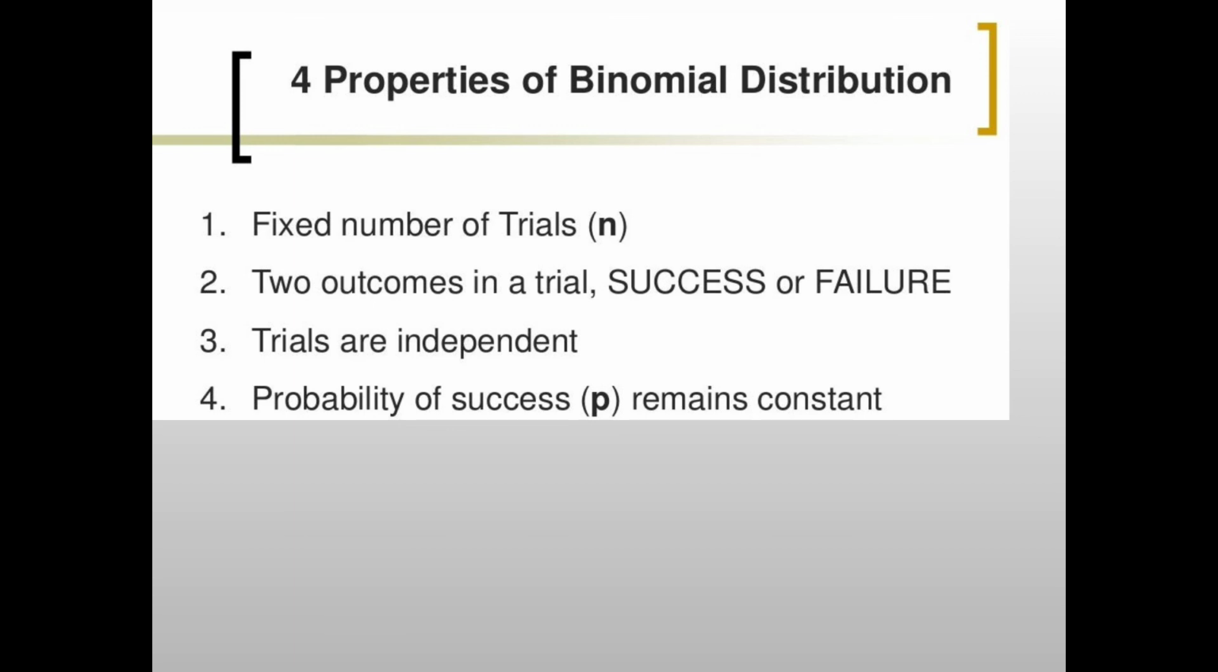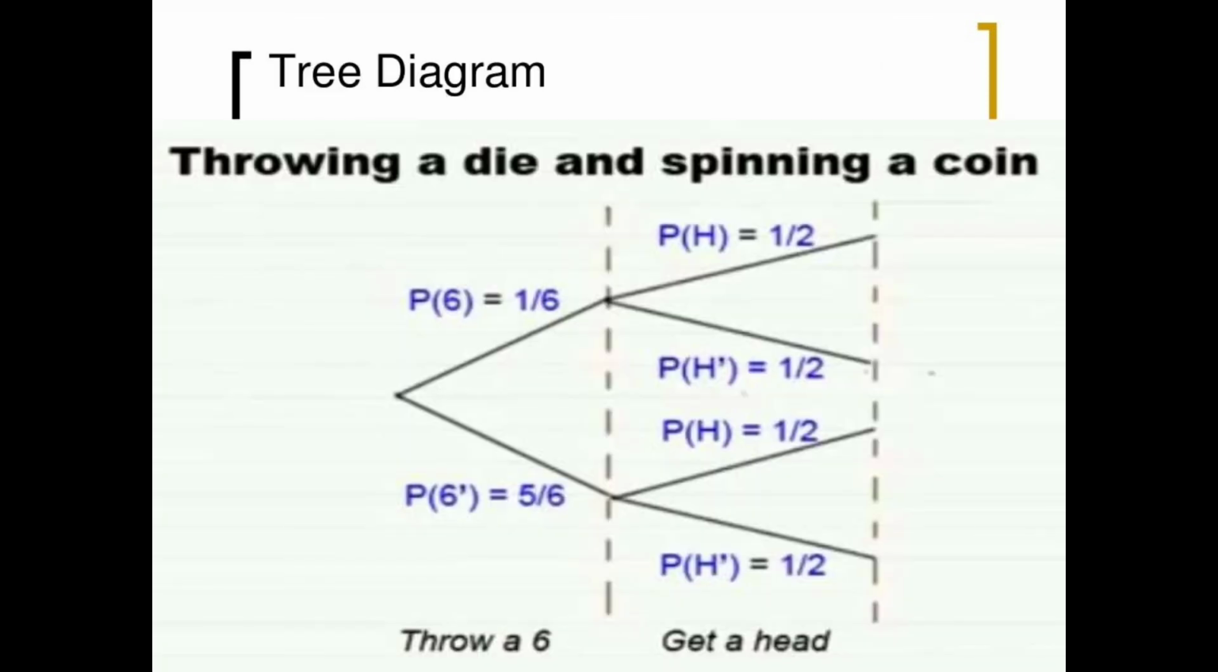Properties of the binomial distribution: a fixed number of trials, two outcomes in a trial, success or failure, trials are independent, and the probability of success p remains constant. Here you can see the tree diagram of throwing a die and spinning a coin.